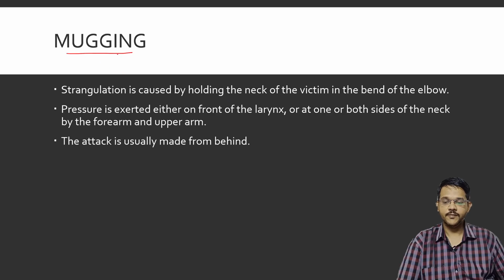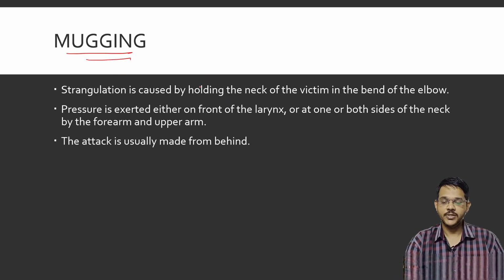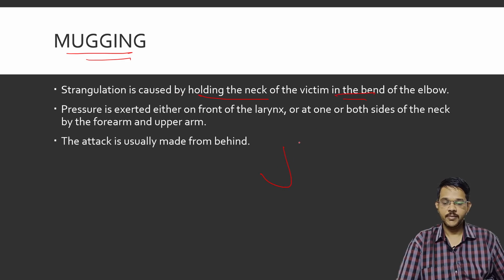The next method of homicidal strangulation is mugging. Here, strangulation is caused by holding the neck of the victim in the bend of the elbow. So the victim is held by the bend of the elbow behind the neck. Pressure is exerted either on the front of the larynx or on both sides of the neck by the forearm and upper arm. So, based on how the pressure is applied, either the carotid arteries get compressed or the front of the neck gets compressed. The attack is usually made from behind.